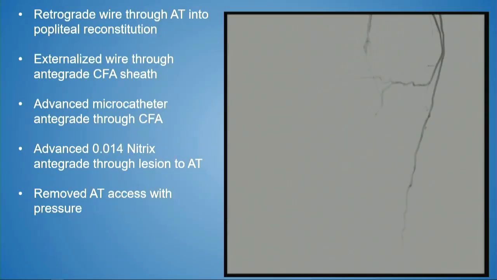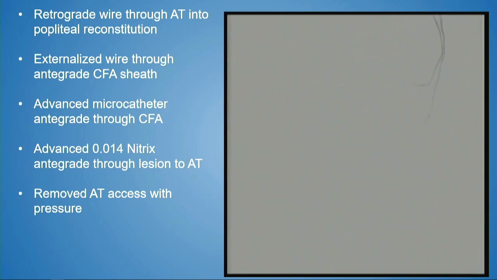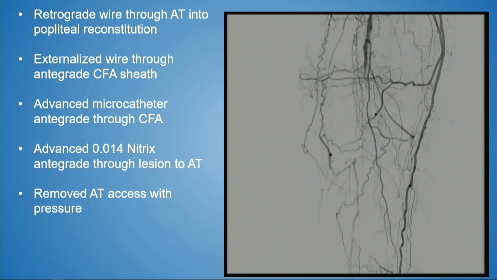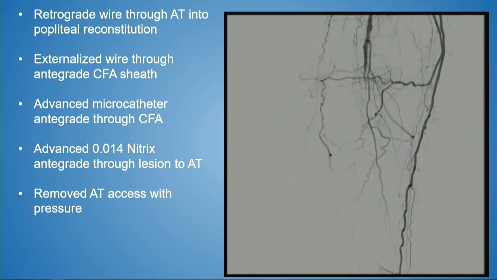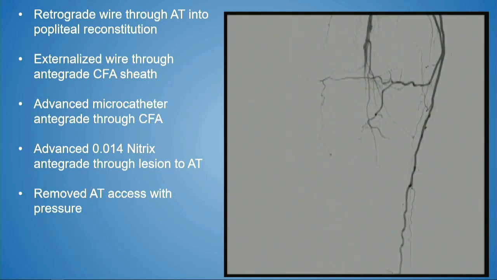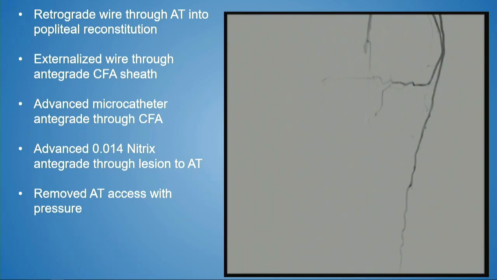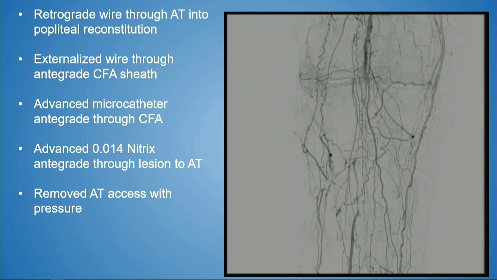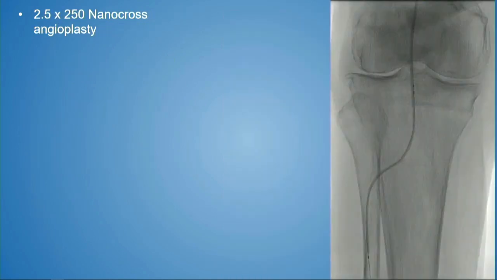We re-entered that actually with the Miracle 12, and that led us to get a wire actually coming up through the dorsalis pedis into the AT, into that channel we'd created with a nanocross up from the popliteal. We then externalized through our antegrade sheath, giving us the microcatheter itself coming up through the CFA, flipped the catheter off the nitrix wire, brought it down into the AT, allowing us to put the antegrade nitrix in and remove our AT access with manual pressure before opening inline flow.